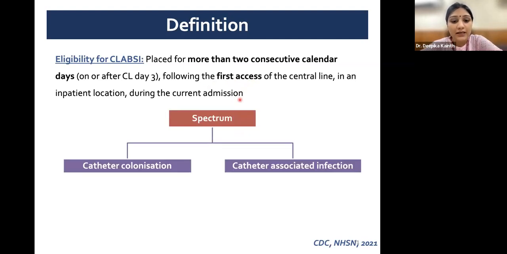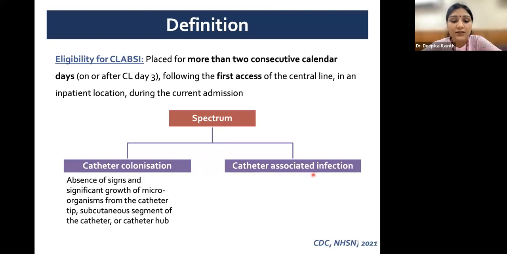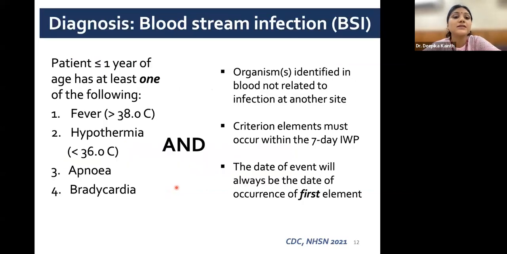So catheter-related infections can be either colonization or catheter-associated infection. A colonization is nothing but a layer of organism which is sitting there and not causing infection or a bloodstream infection. So there will be no signs, no clinical worsening or any signs of infection in a neonate. And there is a significant growth of microorganisms, but it is not causing any signs in the neonate. So it is only colonization. It is not infection. For infection, we will need some clinical signs also.